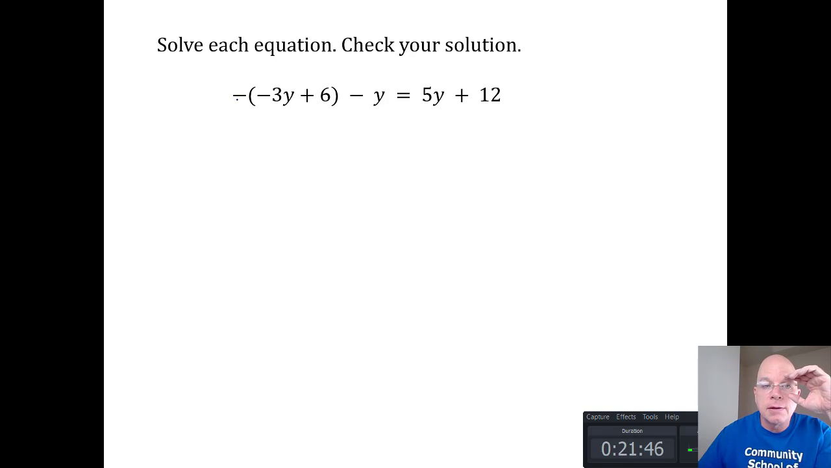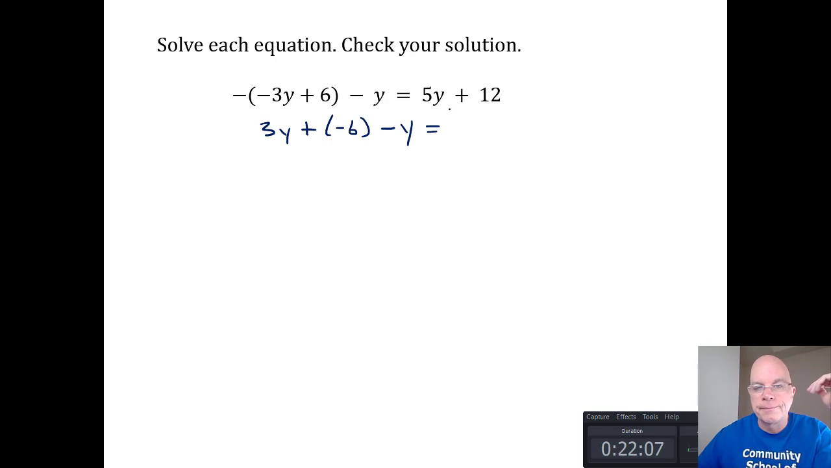We can think of a negative as the opposite. So I could take the opposite of each of these terms. The opposite of negative 3y is 3y. And the opposite of 6 is negative 6. Then I'll just subtract y because that was unrelated to what we just did.